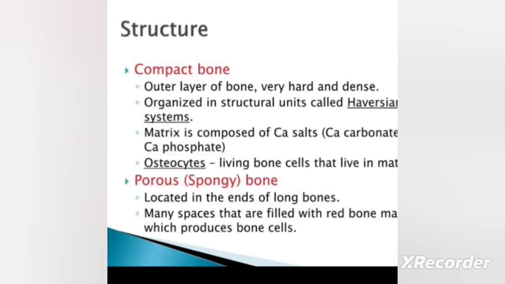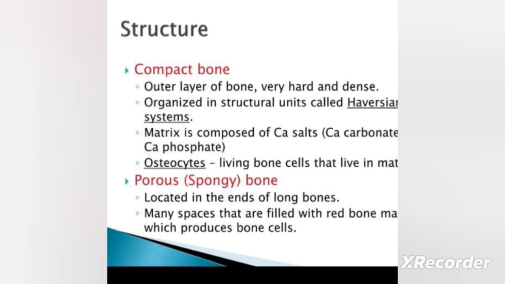Structures. First is compact bone. Compact bone is the outer layer of bone, very hard and dense. It is organized in structural units called Haversian systems. The matrix is composed of calcium salts, calcium carbonate and calcium phosphate. Osteocytes, the living bone cells, live in the matrix.